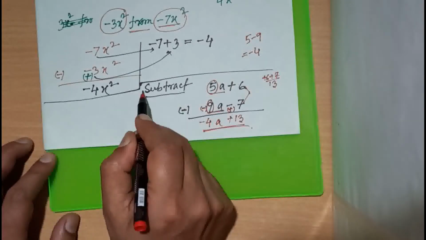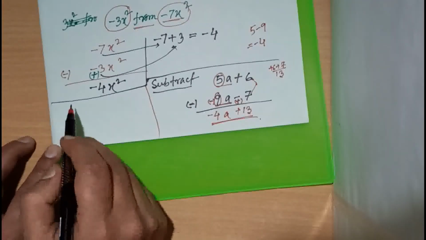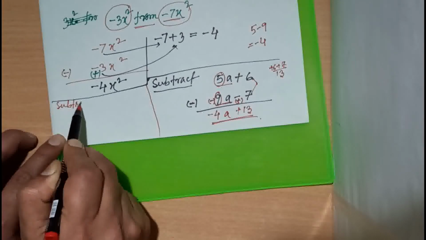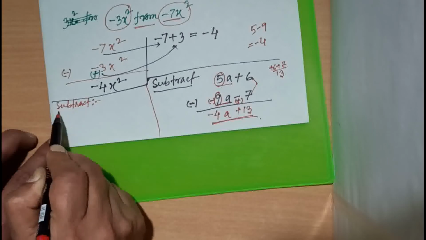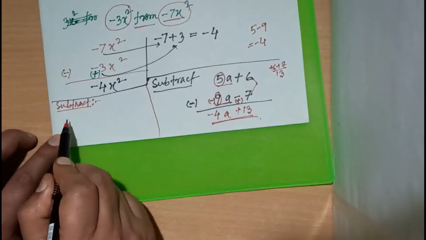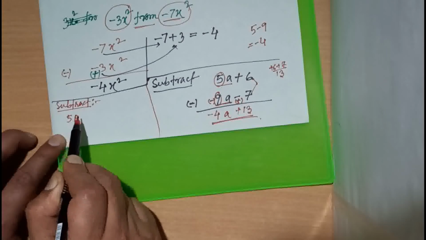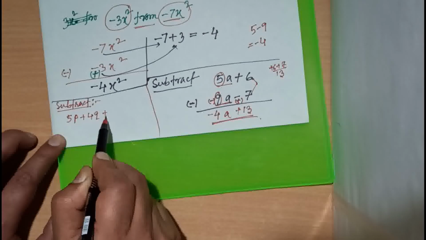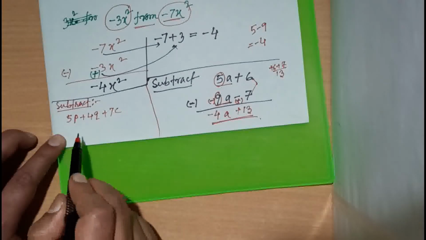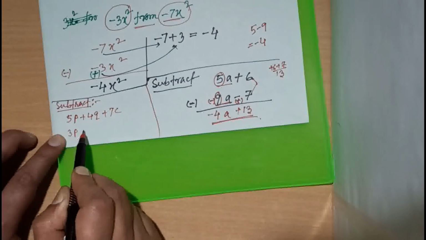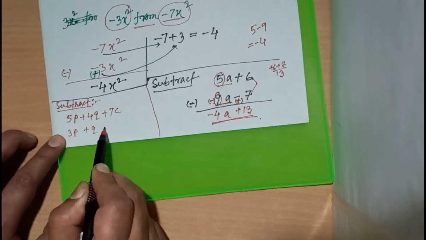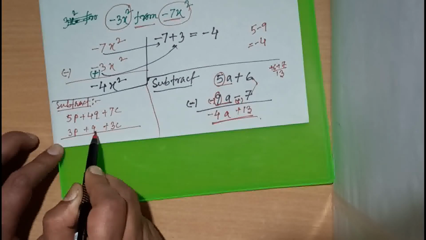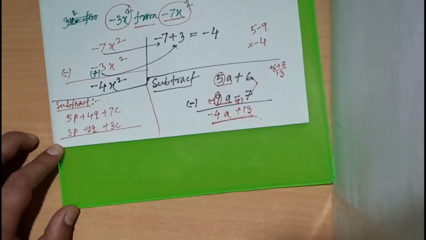Let us take some more examples so that it will be clear to you. Subtract 5p, 4q, 7c from 3p plus q plus 3c. I already told you, if there is no numerical coefficient, it is understood to be 1.